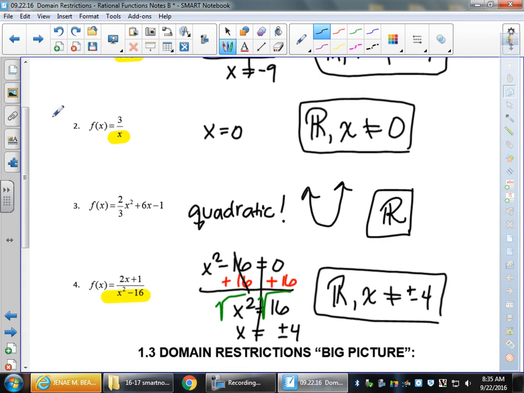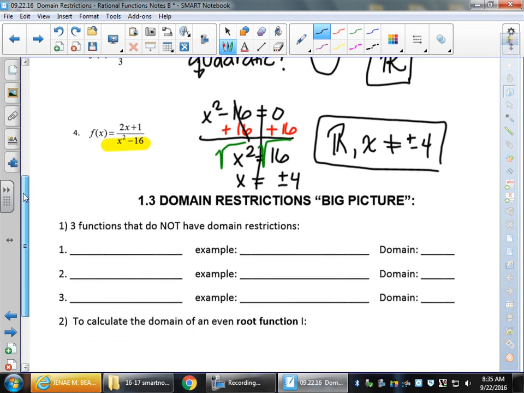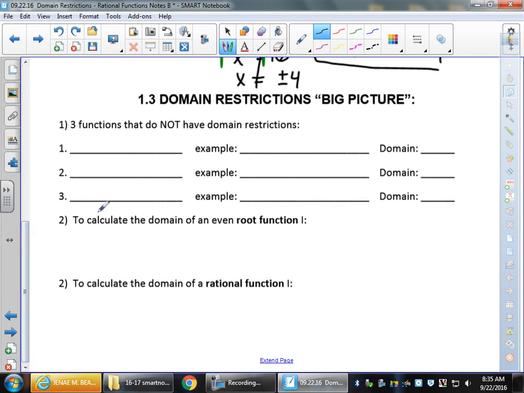So let's get a big picture here. Big picture, wrapping up yesterday and today. What are the 3 functions that do not have a restriction? Quadratic, linear, there's one more from yesterday. Who said odd root?